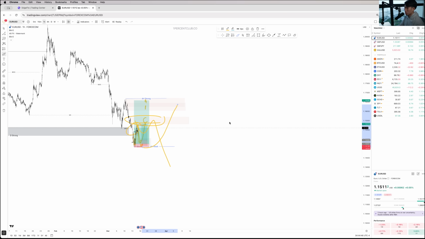Okay, let me summarize this in chronological order. 1 hour, then 4 hour, then 50 minutes for swing trade, and then for intraday trade, 1 daily to 1 hour, then 5 minutes for entry.